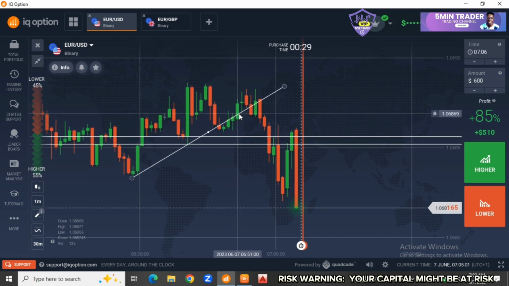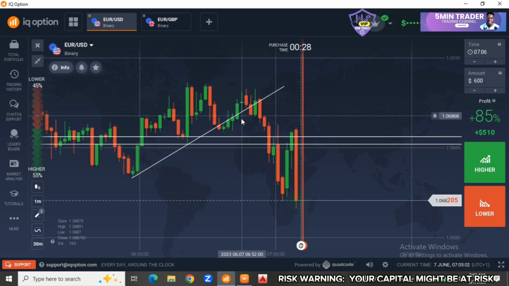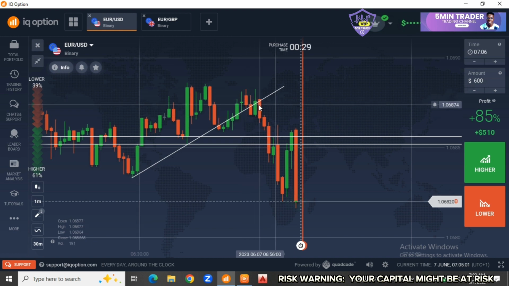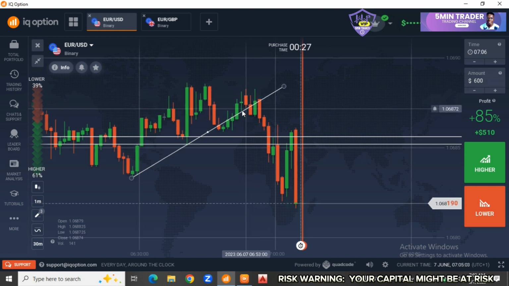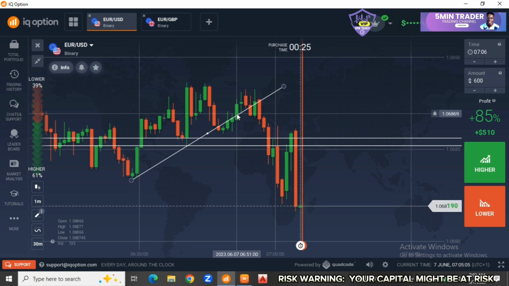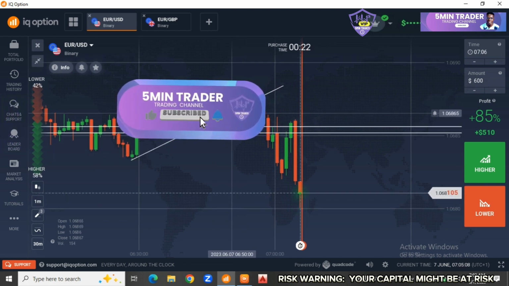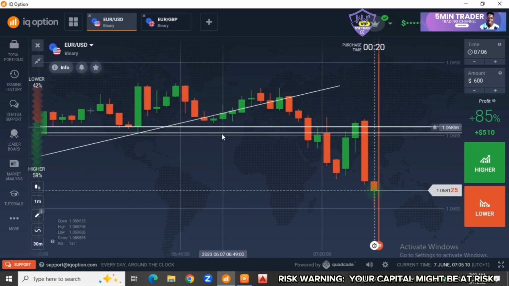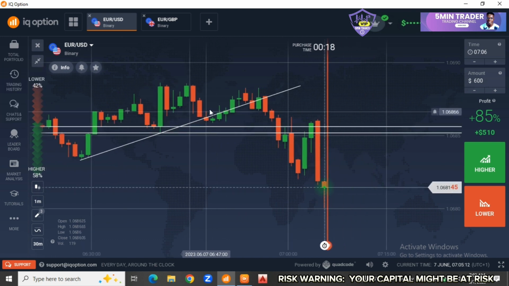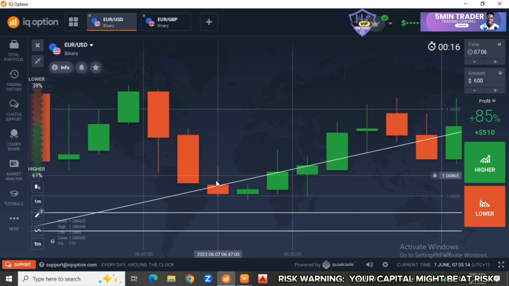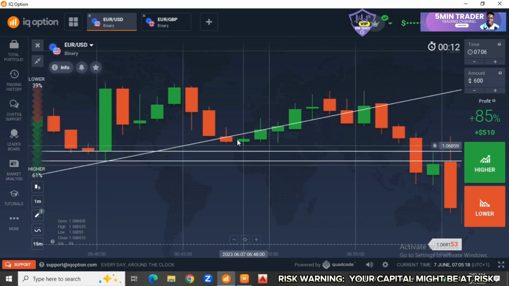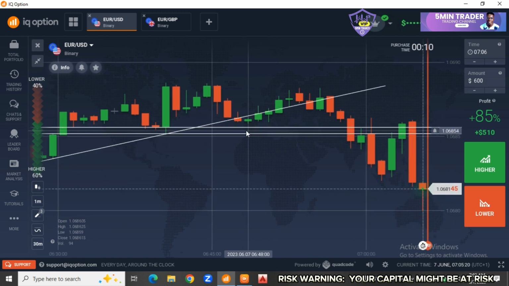And then we have to wait for a breakout from this trend line to take our trade. Most times we usually have very strong breakouts, but on this trading setup the breakout was not strong. You can see that this was the first breakout, but it was very weak, and because of that I would not place my trade here.